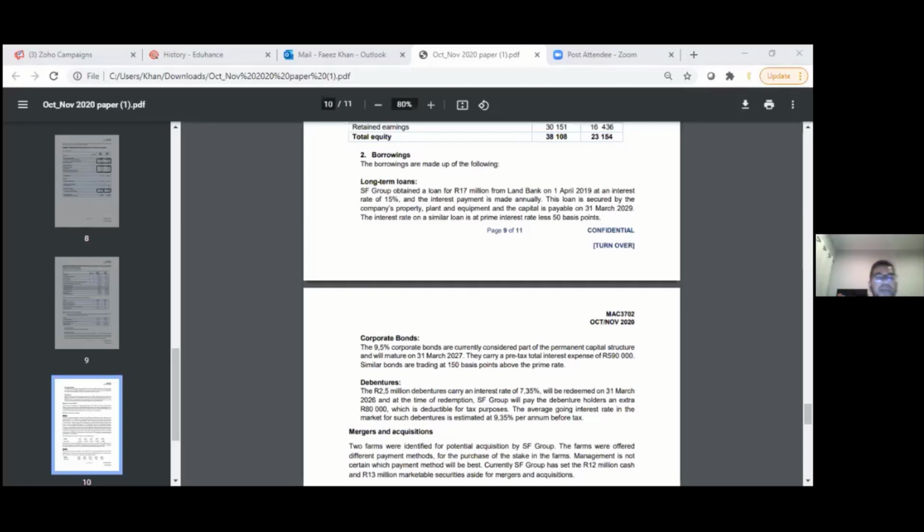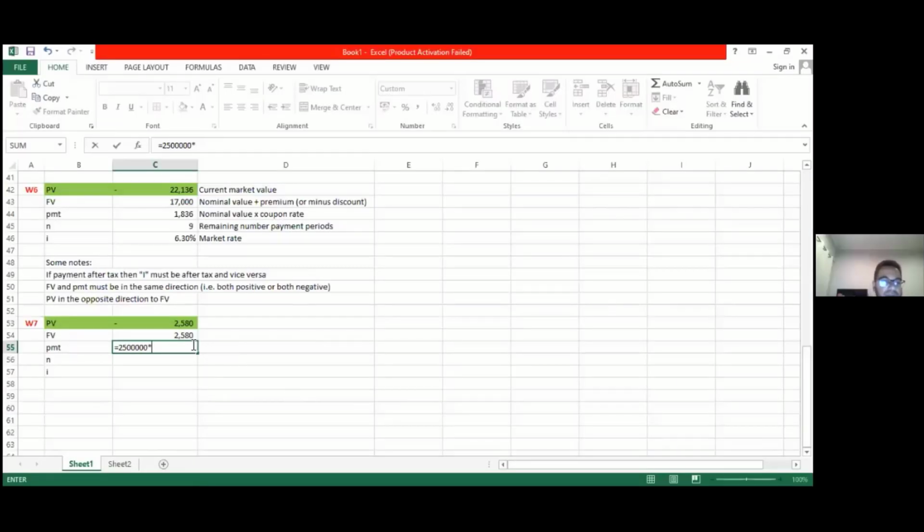My payment is nominal value multiplied by coupon rate. My nominal value is 2.5 million. Sorry, man. We can't see your Excel. Oh, man. Can you see now? Yes. Okay, we just start over.